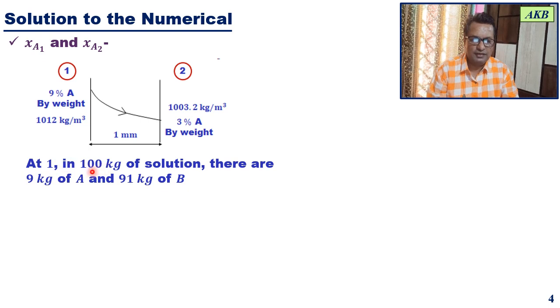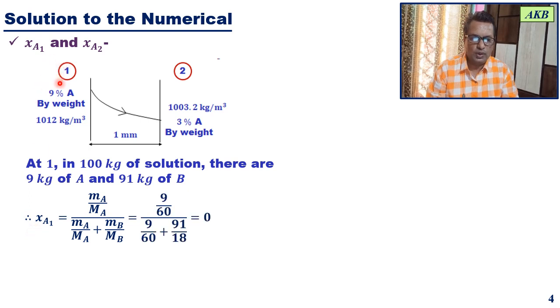It is because the solution contains 9% of A by weight. That means in 100 kg of solution, the meaning of this 9% A by weight is that there will be 9 kg of A and 91 kg of B. So we are writing this because this 9 kg of A we can convert to kilomole of A, and 91 kg of B we can convert to kilomole of B, and that is what we will do in the next step. Okay, so XA1, that is mole fraction of A at end 1.